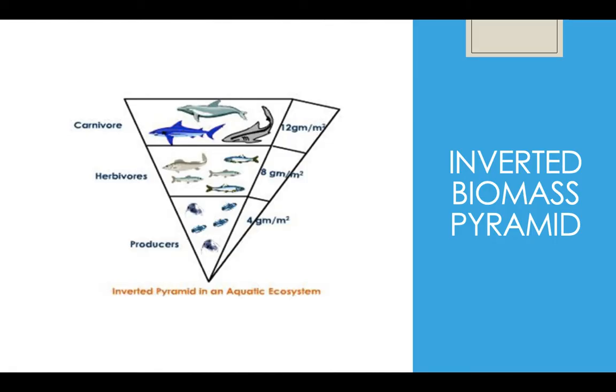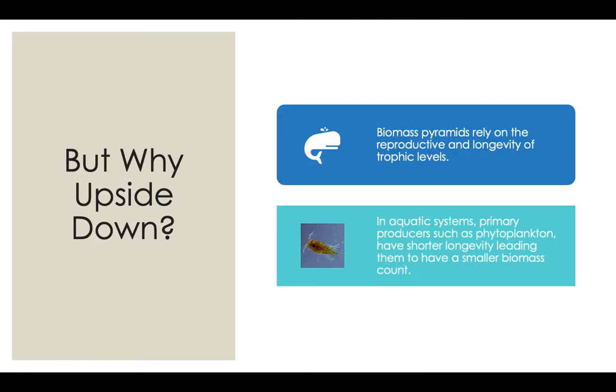You can see in this diagram how the sharks and whales have the most biomass at 12 grams per square meter, and the producers have the least at 4 grams per square meter. So why are they upside down? Biomass pyramids rely on the reproduction and longevity of trophic levels.